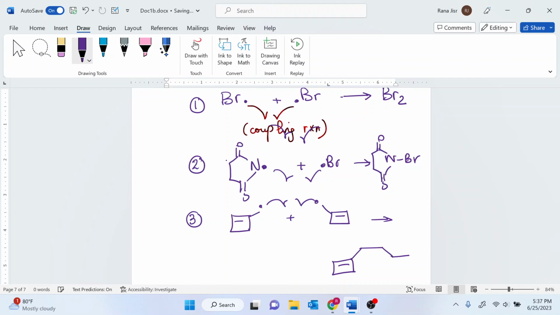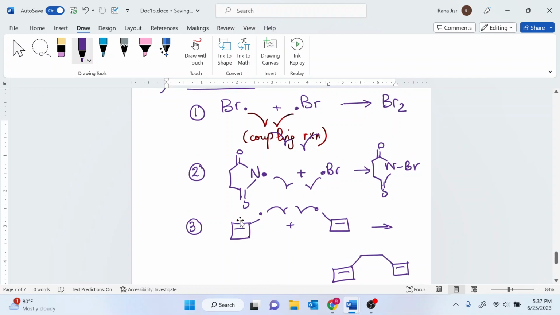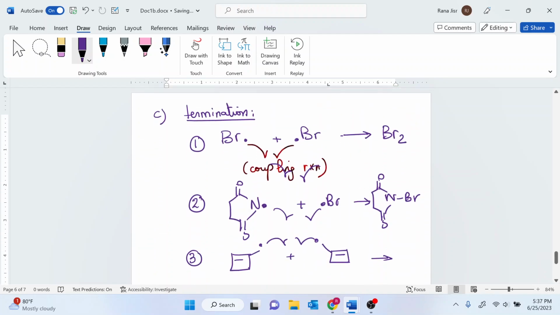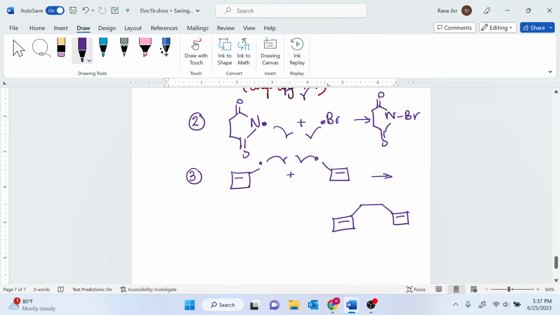Of course, you have different possibilities in here because you can react those two radicals together. You can react this one with itself, this one with itself. So a lot of possibilities in there, but we're going to limit the termination steps to 3 termination steps.